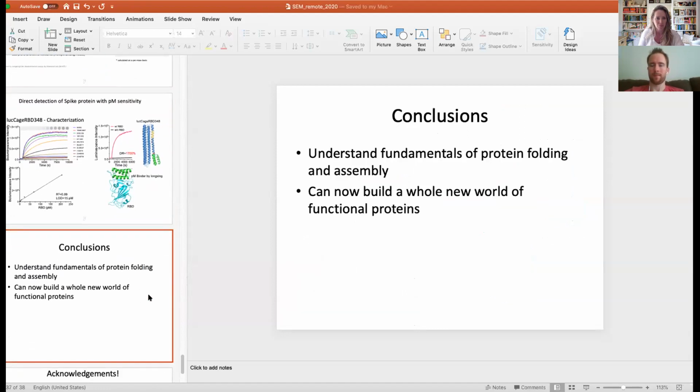So in conclusion, I hope I've shown you we understand the fundamentals of protein folding and assembly to the extent that we can design a wide range of proteins from scratch, and we can now actually build proteins that can be useful.